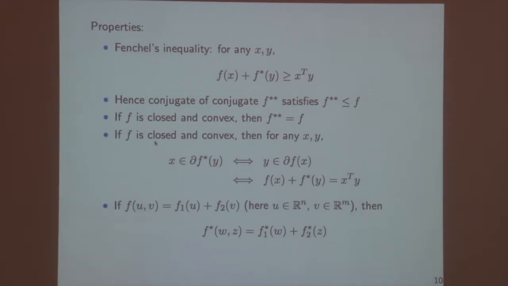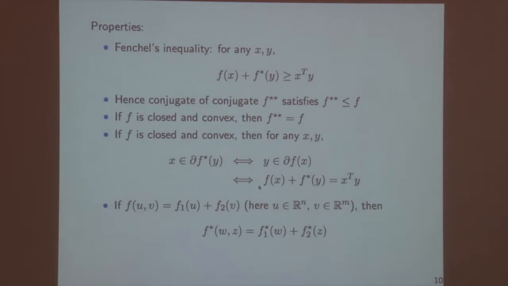Here's a very useful one. If f is closed and convex, then I can characterize subgradients of the conjugate of f via subgradients of f. So x is a subgradient of f star at y, if and only if y is a subgradient of f at x. This is an equivalence for closed convex functions. This one you're going to prove in 2 steps in the homework.